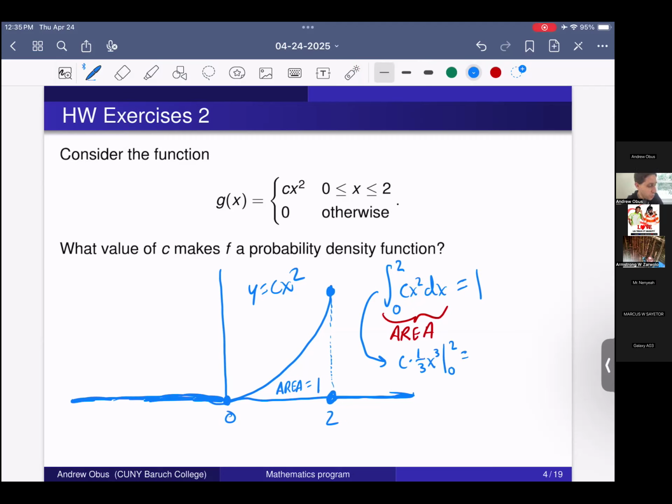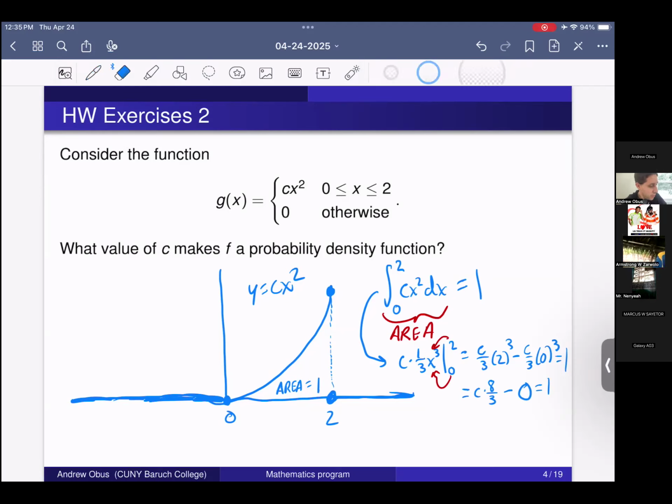which we punch in 2. So that's c over 3 times 2 cubed, and then minus, we punch in 0, c over 3 times 0 cubed, right? We punch in the 2 for x, and then we punch in the 0 for x. And we want this to equal 1. And now it's just algebra. Now we can solve this. So this is saying c times 8 over 3 minus 0 equals 1. Sorry, that should be an arrow.